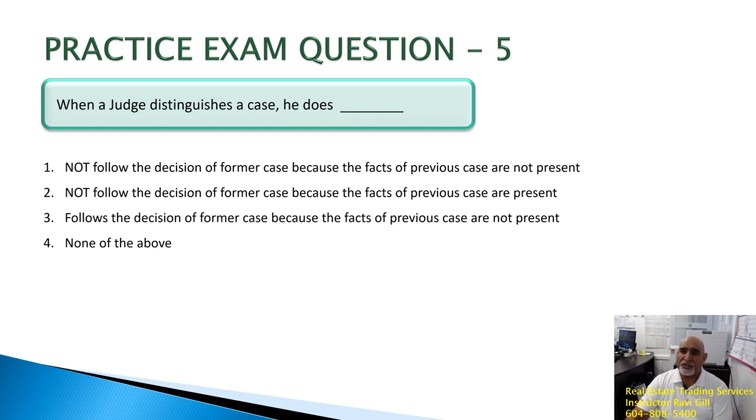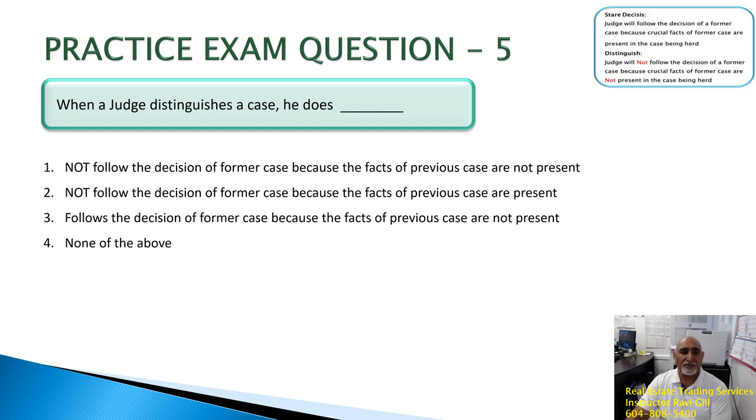Okay, the word distinguishes. What did the word distinguish mean? Distinguish was something to do with where the judge is showing that the case at hand is different from the case he's looking at, and therefore must make a different decision. So it's not follow the decision of the former case because the facts of the previous case are not present. I think this is the correct answer, but let's go through the rest. Not follow the decision of former case because the facts of previous are the same. Follows the decision of former case because the facts, I would say it's number 1. And there's notes up there that tell you.